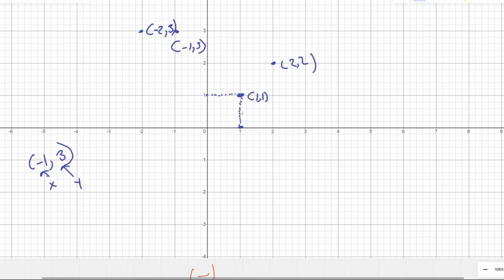But that would be my -1, 3 point. Alright, now let's look at another point. Let's look at -2, -2. How will we plot this one? Again, our x is -2, and our y is -2. Let's try and plot it.